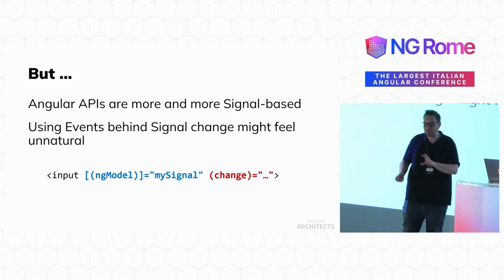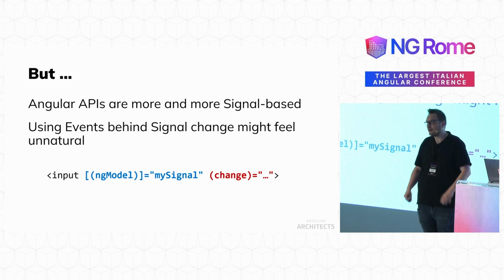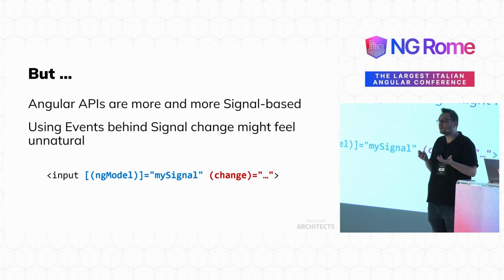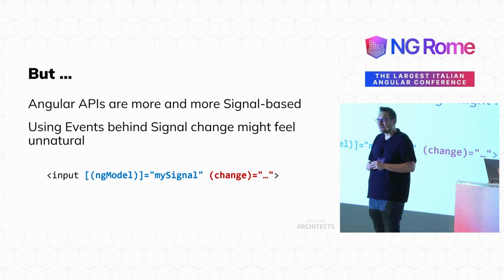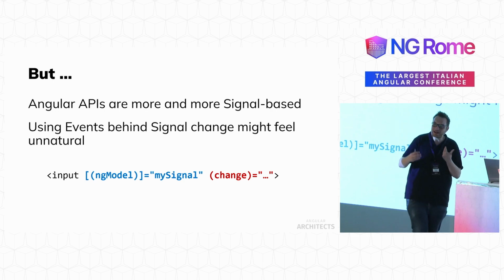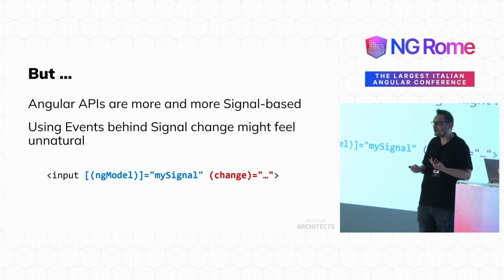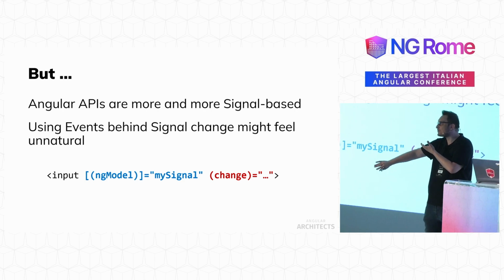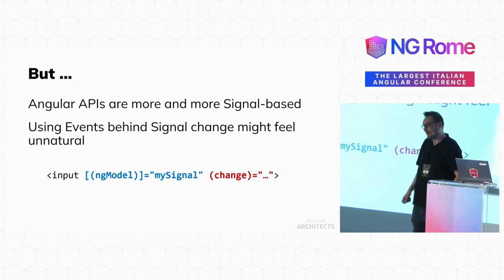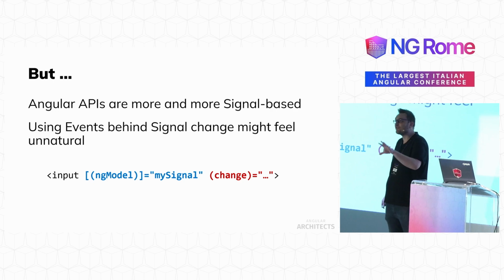Let me show you an example. Let's say you have an input, and let's say you have already data bound your signal, or in this case it's my signal. And you see it's a two-way data binding. So we can already find out via the binding when our signal is changing. And in this case, it would feel quite unnatural to set up a change event just to bypass reading the signal, just to bypass reacting on signal changes. And that means we need a better solution for this very space.